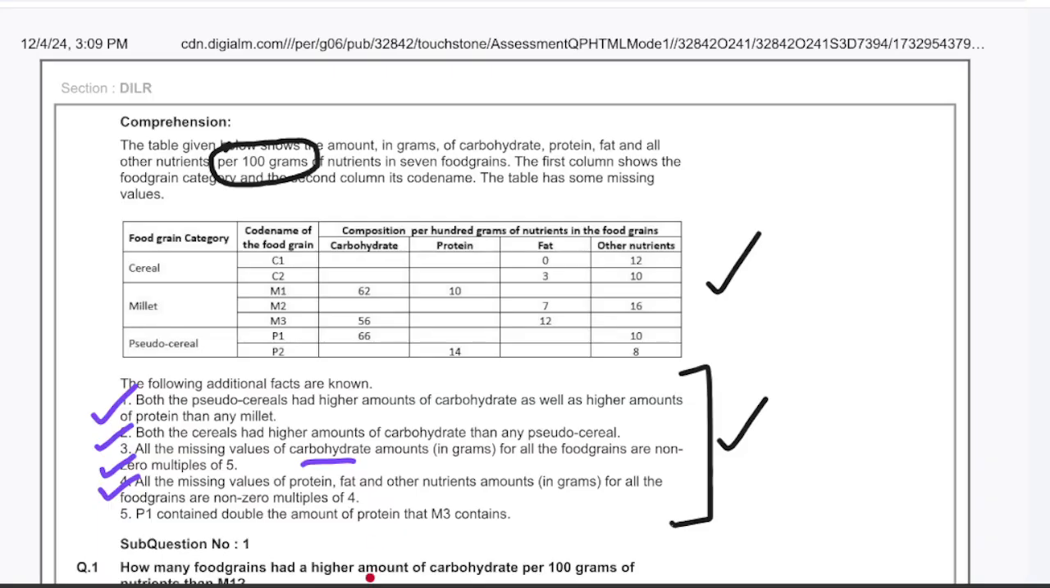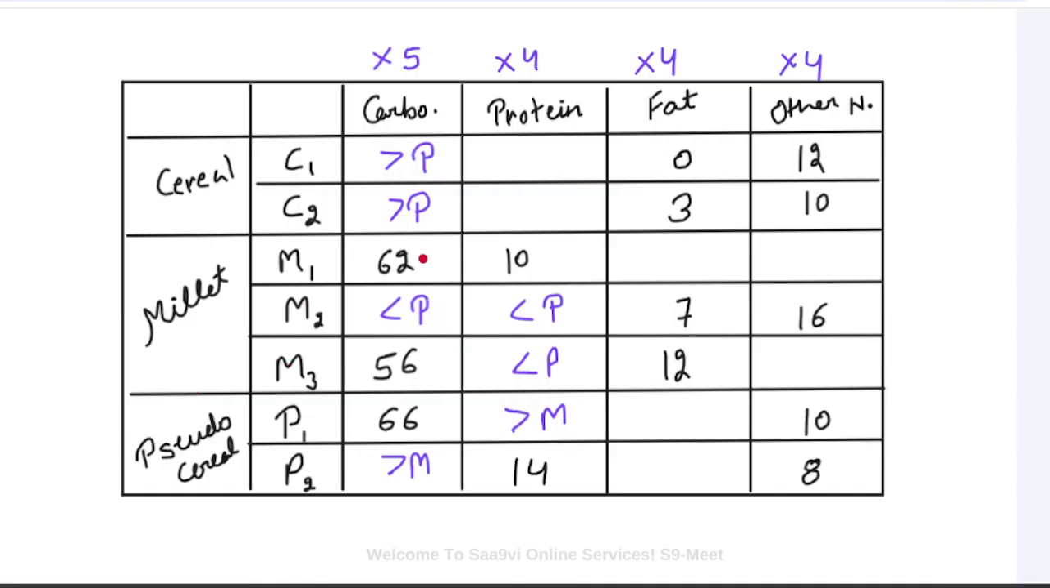The last information given before we start completing the table. P1 contains double the amount of protein that M3 contains. The amount of protein in P1, this value, has to be double that of M3. So that means if this is A, this has to be twice of A. Now this is all what we know. Let's start solving this out.